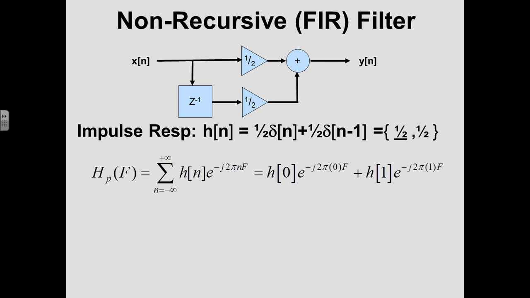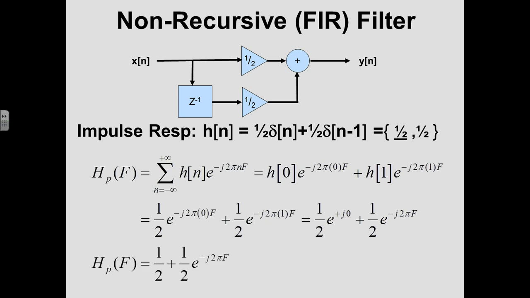Substituting in the 1/2 for h0 and h1, we'd have this expression for the discrete time Fourier transform, where we recognize in the first exponential, 1/2 e to the minus j 2 pi 0 f, that's the same as e to the j0, and e to the j0 just has a value of 1. So simplifying this, we have the discrete time Fourier transform, where the frequency response of this system is a complex function that's made up of 1/2 plus 1/2 e to the minus j 2 pi f.